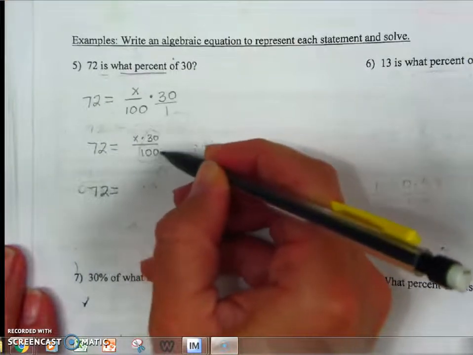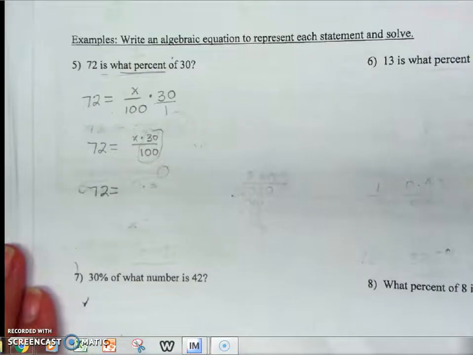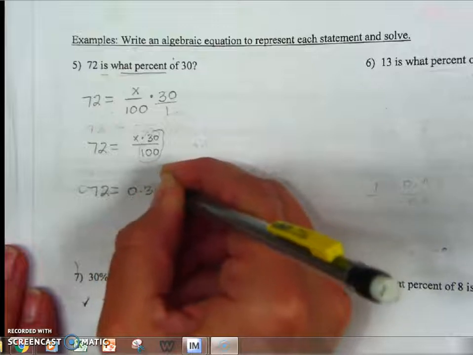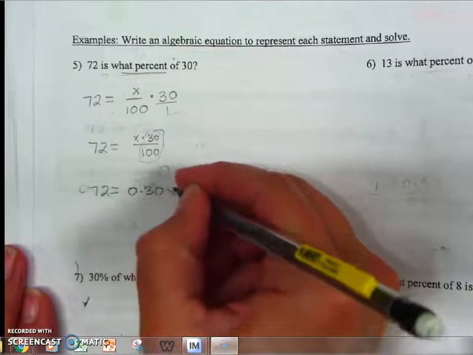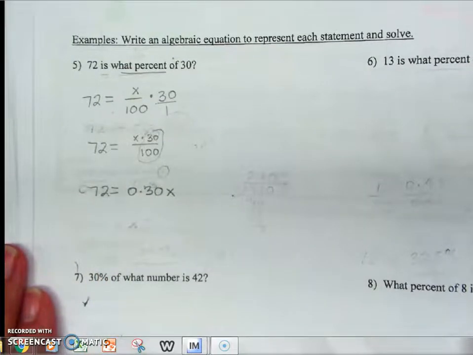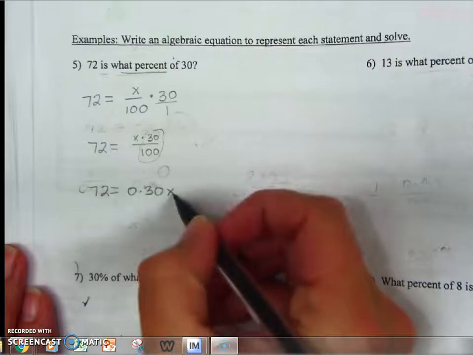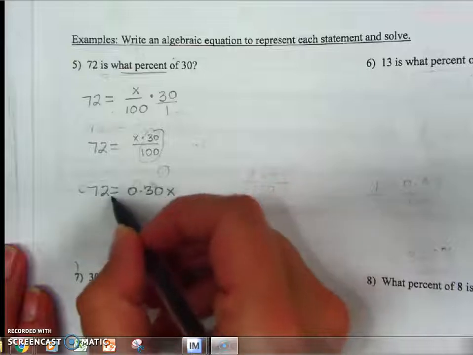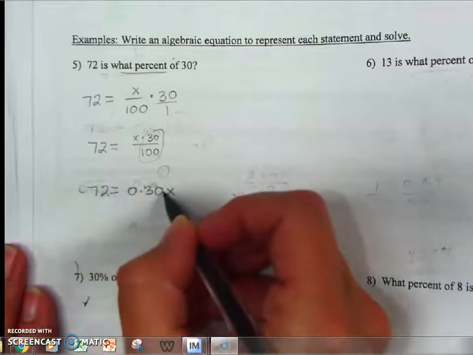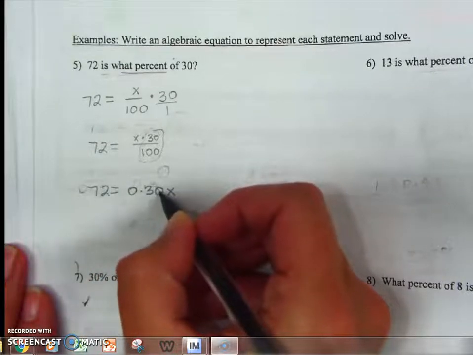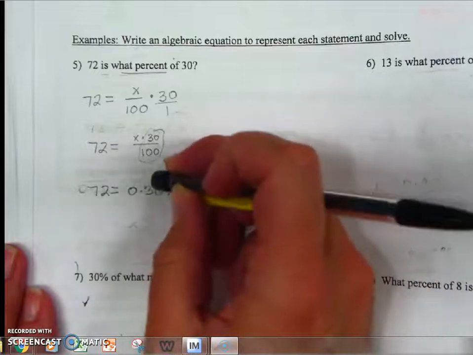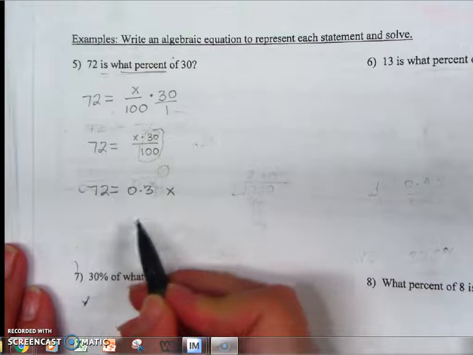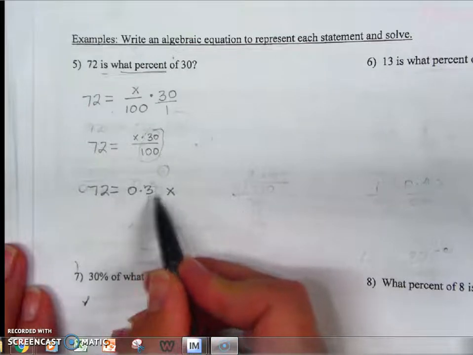I can actually break that away from the x because it was being multiplied. 30 hundredths we could write as 0.30. 30 hundredths times x can be written that way. Okay, so then all I have to do is divide to figure out what they multiplied by 0.30 to get 72. That's what we're trying to figure out here. Now, as I see I'm going to be dividing, I really don't need to write that last 0, and that'll save me just a little bit of work with my division. So 72 equals just 0.3 times x.